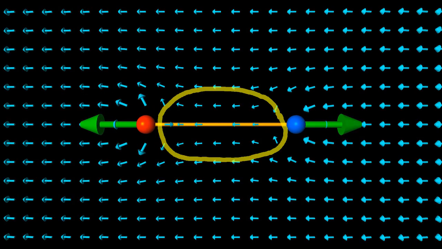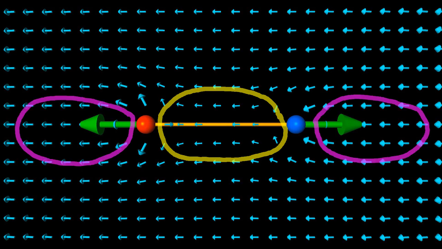The external field is weakened in the space between the particles of the dipole, while it is boosted to the left and to the right of the arrangement.